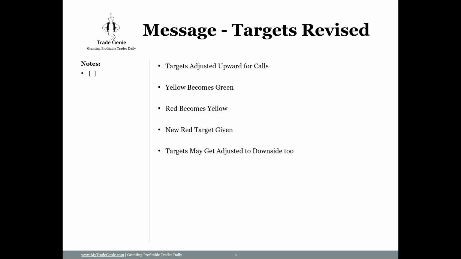So when the target is being revised, whatever was the red target becomes the yellow target. So it's like upgrading it. And then the yellow target becomes the green. So we have a higher green, and then we have a higher yellow. And then I provide you a new red target, which is above the previous red target. So you have more potential in the trade. So new red target is given. The red target becomes yellow, and the yellow becomes green. So you have a higher level of target.